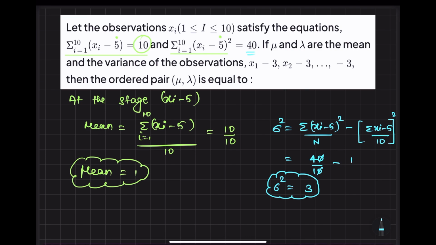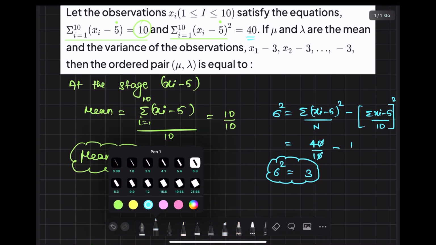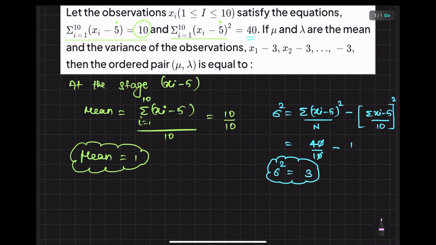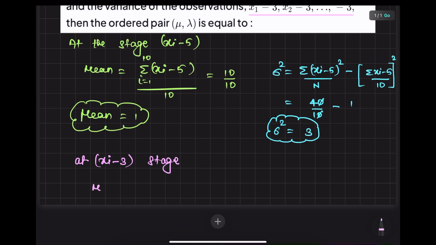Now be very careful and look at this. Now from this stage you have to jump on to the xi minus 3 stage. So how will we reach this stage? Do you remember? For this stage we need to add 2 to all the elements. So if you add 2 to all the elements, you know that the mean will also grow by 2. So 2, and previously it was 1. So the mean at this stage becomes 3.